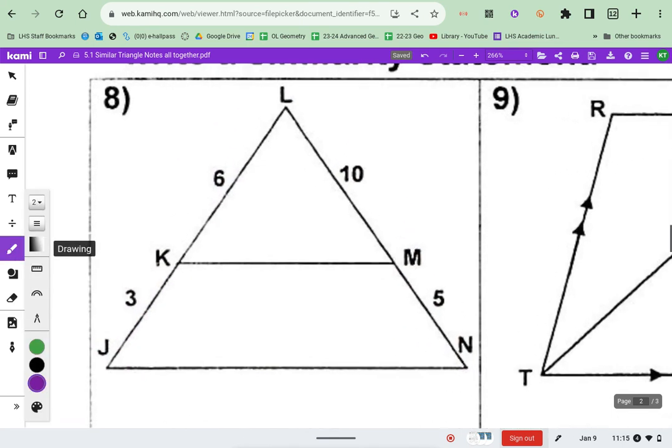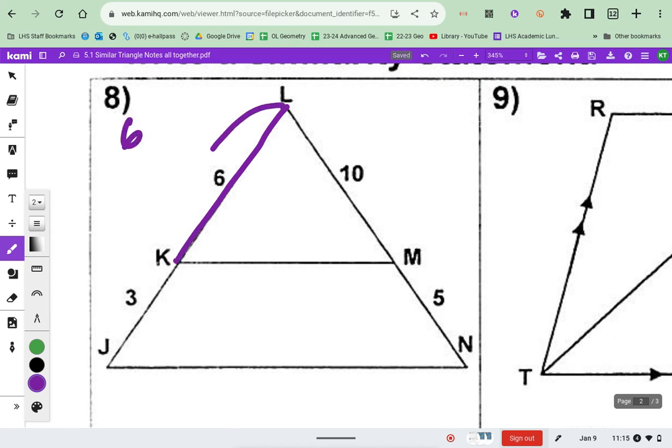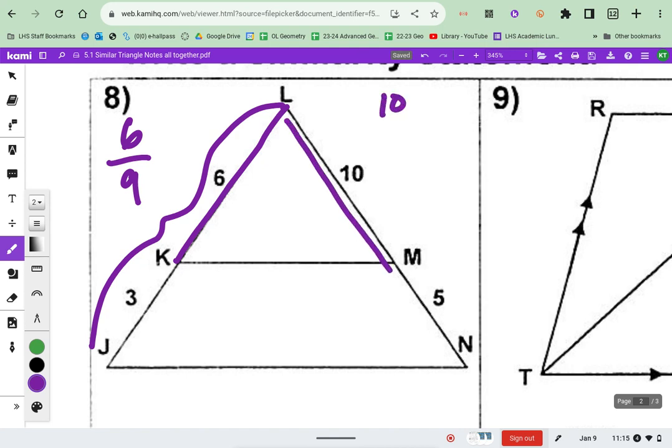This first one is kind of tricky. So for your two sides, the smallest side of the small triangle is 6. The smallest side of the big triangle is 9, so 6 over 9. And then on the other side, 10 over 15. So both of those guys simplify to 2/3. So that means that your sides are proportional.